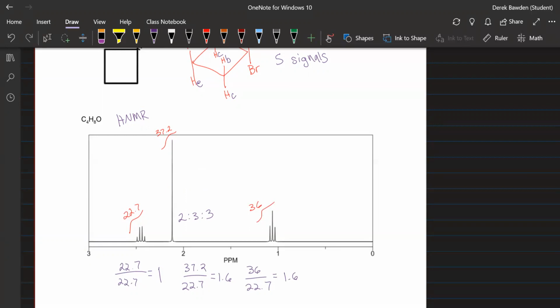Okay. So now we want to determine how many hydrogens are going to be in each of these peaks. Sorry, how many neighbors they're going to have. We've already determined how many hydrogens. We want to determine how many neighbors. Okay. So when you see a peak, right here we have 4 peaks.